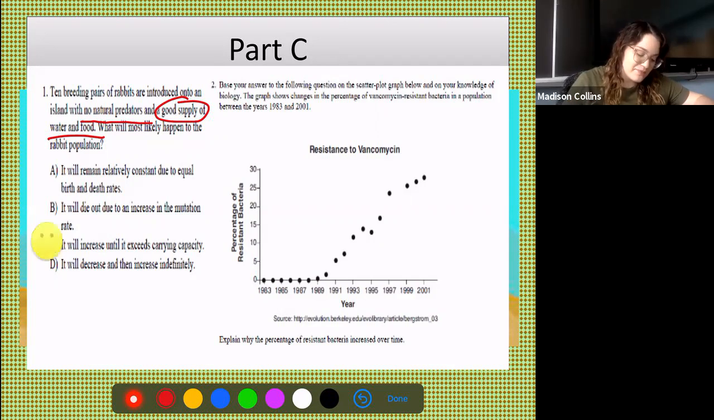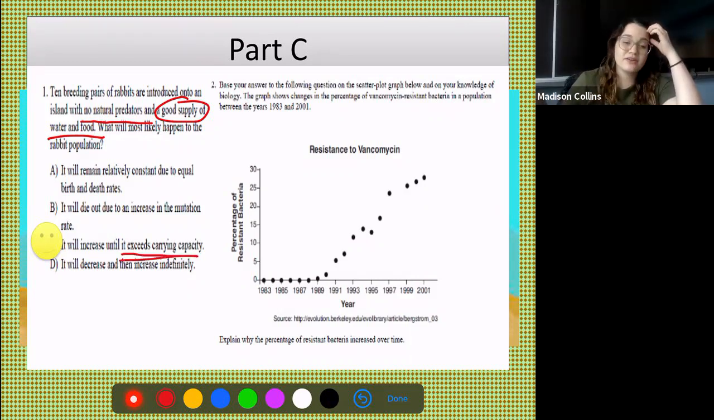Well, over time, this rabbit population is going to increase until it exceeds carrying capacity, right? If these rabbits don't have any predators and have enough food and water to survive, they're not struggling for survival, right? And we all know rabbits reproduce really fast. So that population is going to skyrocket. But then it's going to hit something called carrying capacity, which we'll actually talk about in our next unit.